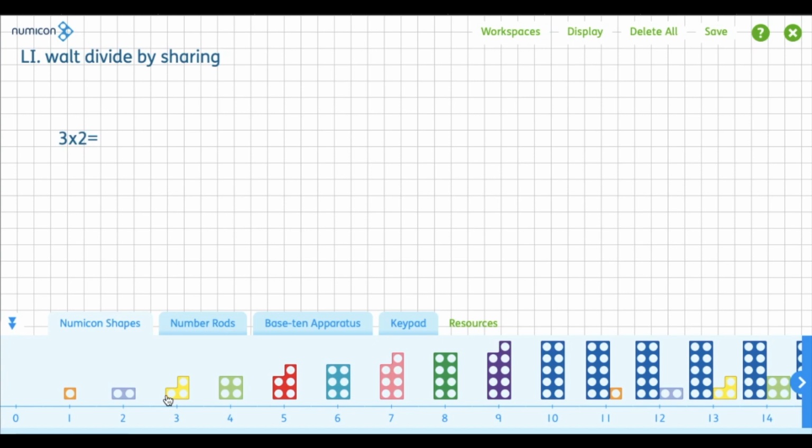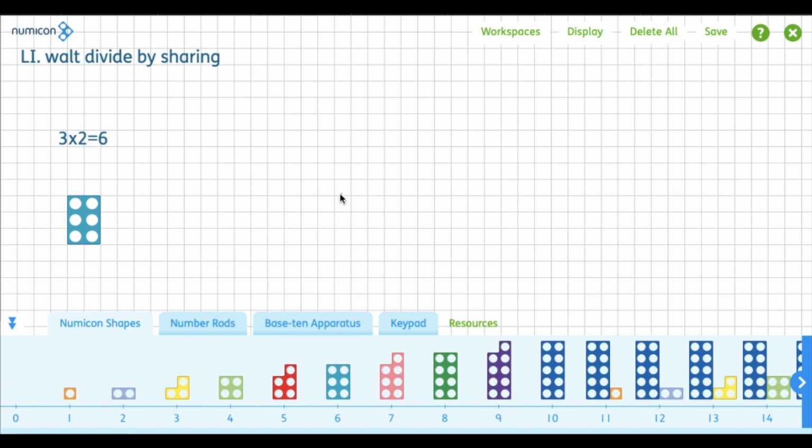So if I go into my shapes, and I get 3 lots of 2, and I put them all together like this, then I can see that I have 6, and I'll just check with a 6 shape, pop that over the top. Yep! So 3 lots of 2 is equal to 6.